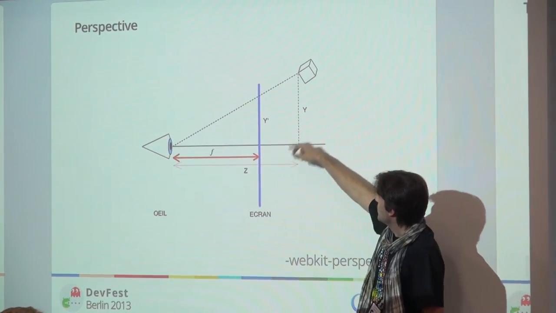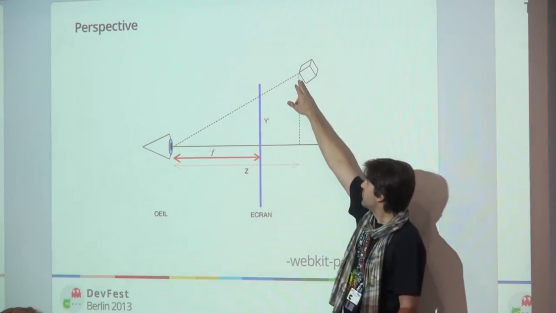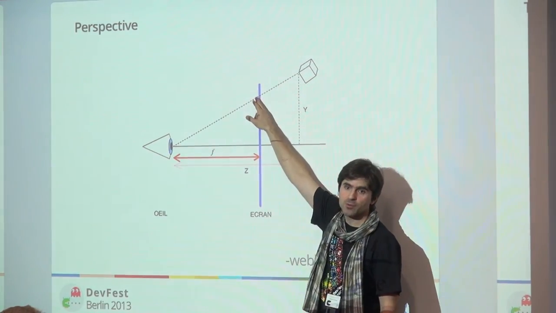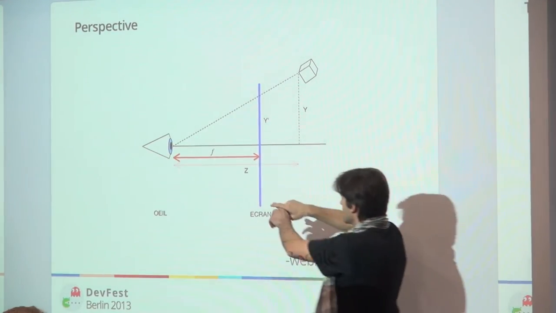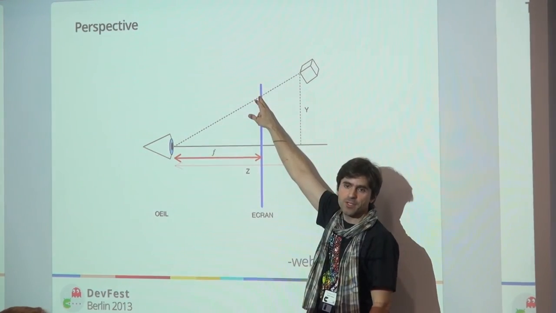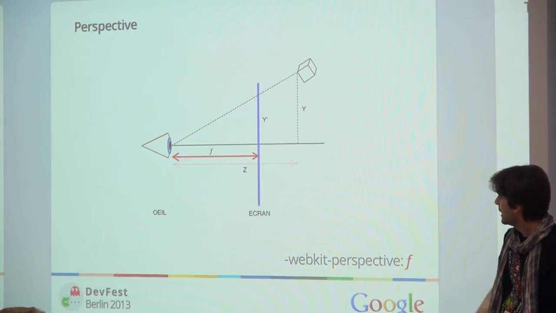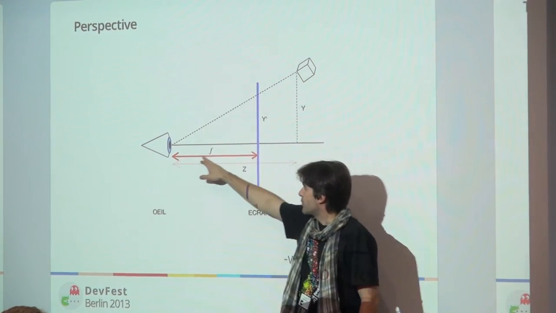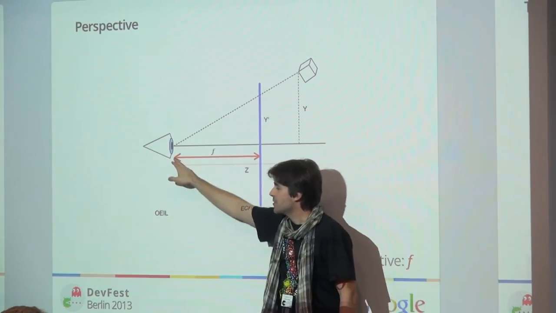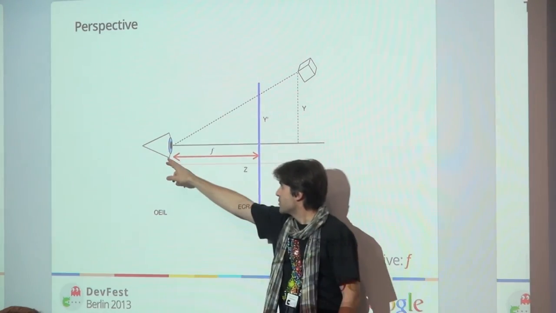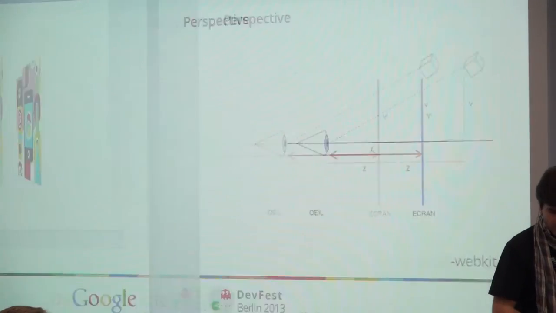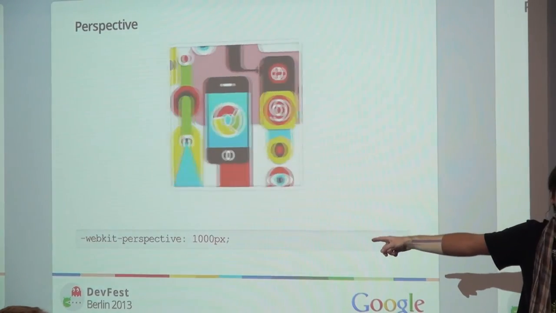So that's my eye. What I know here are the XYZ coordinates of my point, and what I'm trying to compute is how this point is going to appear on the screen. So for that, I draw a straight line between the eye and my cube, and where this line intersects the screen is where I want to display my point. As you see, I need an additional parameter to finish my computations here. This is what I'm looking for, and this is the parameter I need to add in. So that's the distance between my eye and the screen, and that's also called the focal distance. It's also called the WebKit perspective distance here.